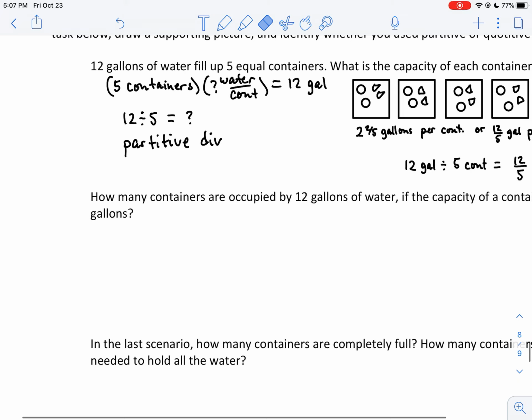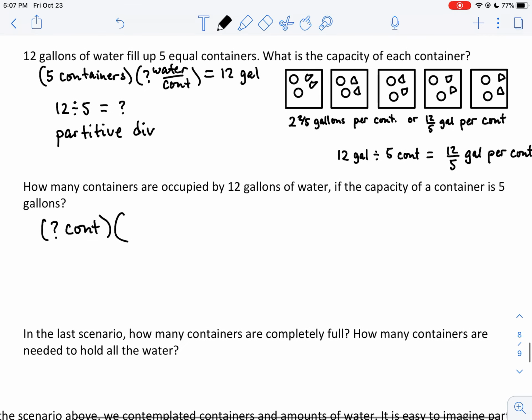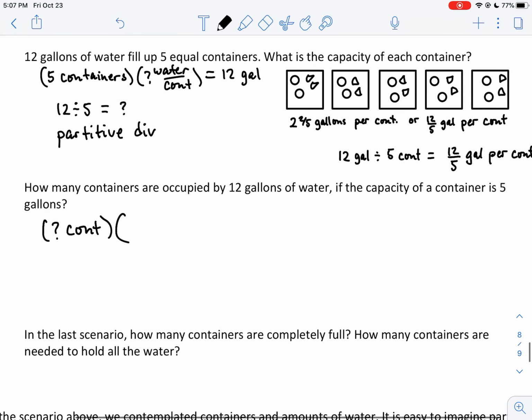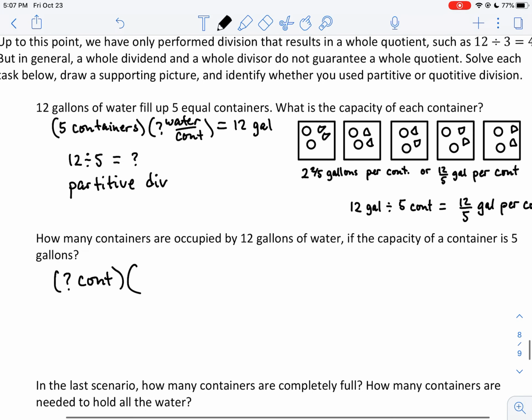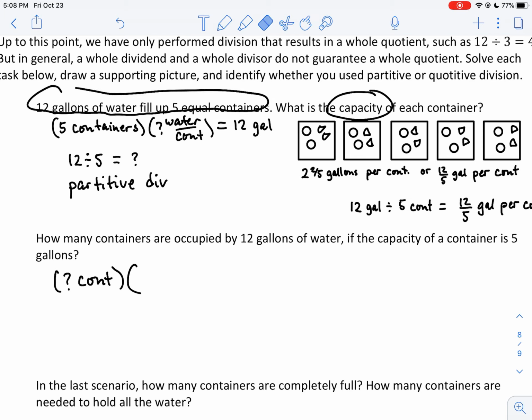How many containers? As soon as we see that, I know it's the multiplier. I don't know the question-mark number of containers, times, and this time I know the capacity of each. Notice I'm using the word capacity. I didn't say how much water is in each container; I'm saying what is its capacity. The only reason I can ask it that way is because I said that the 12 gallons fills the 5 containers, so they are filled to capacity.